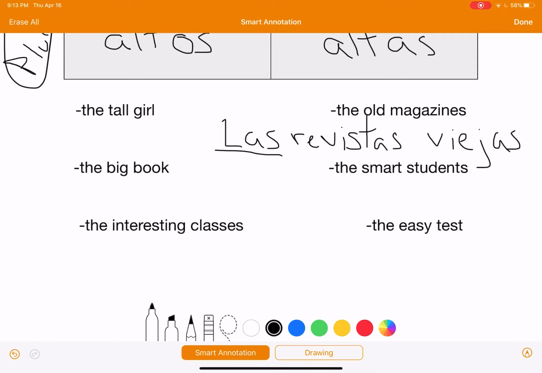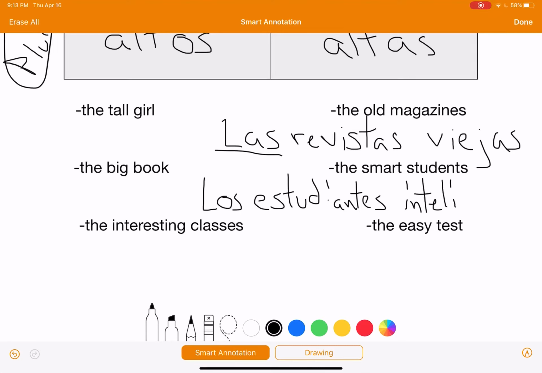Now for the smart students. Okay, the word for students, los estudiantes. Okay, your word for smart or intelligent is inteligente. But does that match los estudiantes? No, because inteligente is just referring to a singular item, whereas los estudiantes is plural, so I have to add on that S to make it plural.